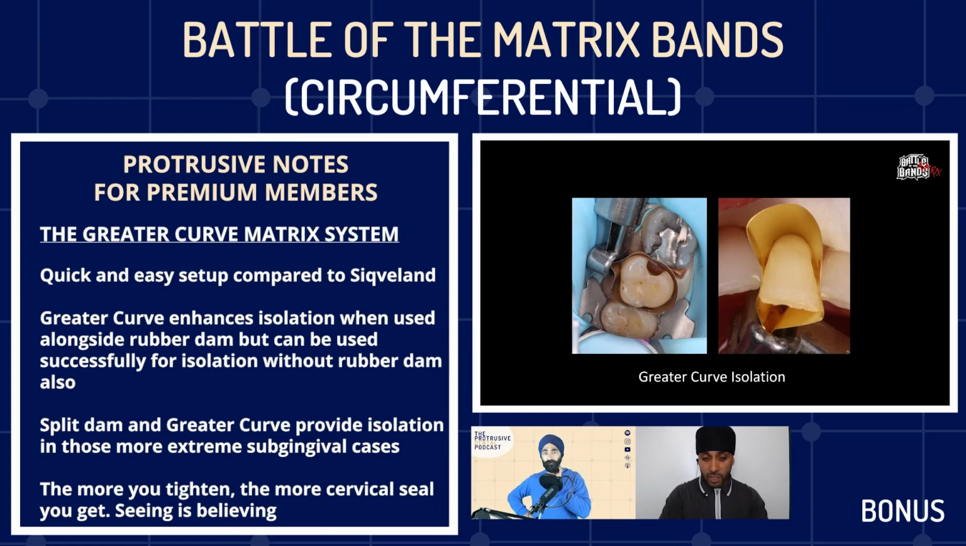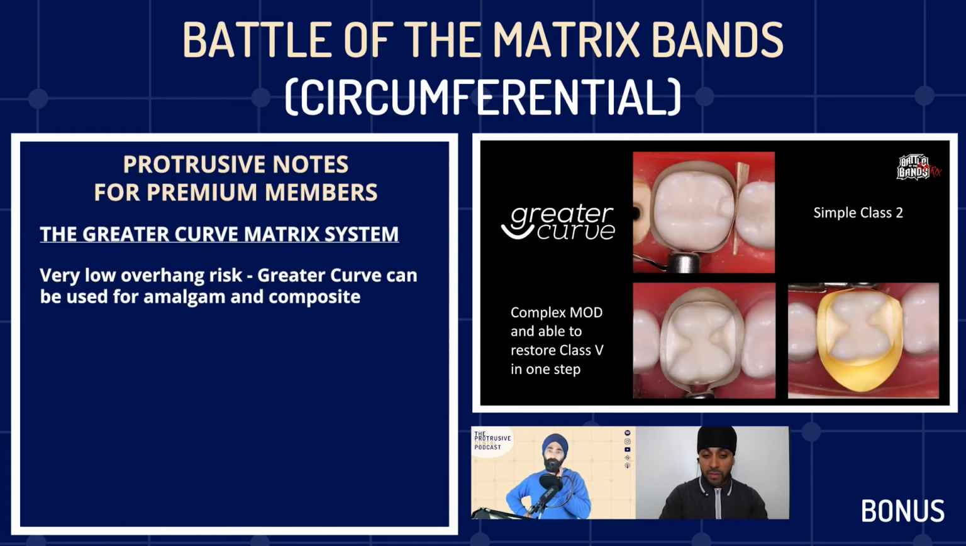And just touching on that, because of what you've just mentioned, we have a very, very low overhang risk, which is fantastic for our patients, right? Yes, it's good for us to have these easy ways of working. That's really cool. But overhangs, voids, and open contacts. By overhang, you're talking about amalgam, or you mean composite? Obviously you can get overhangs in composite, but this is suitable for amalgam as well.